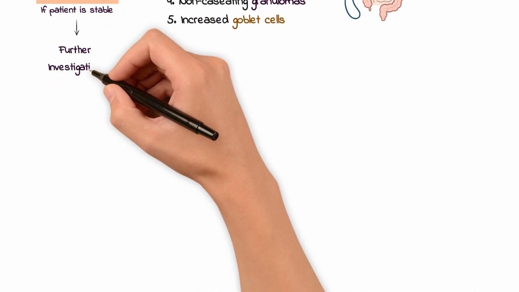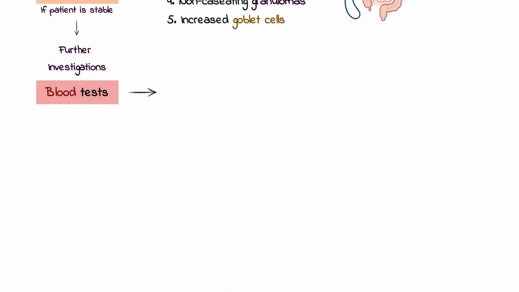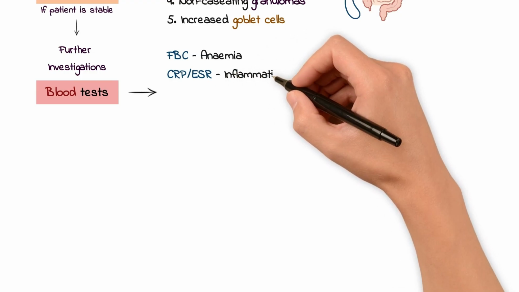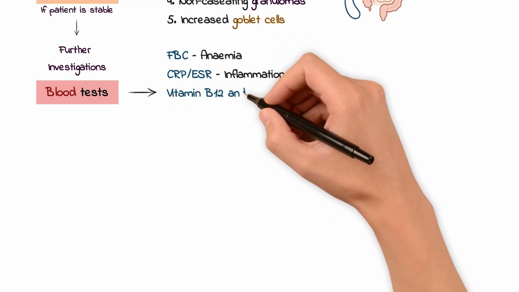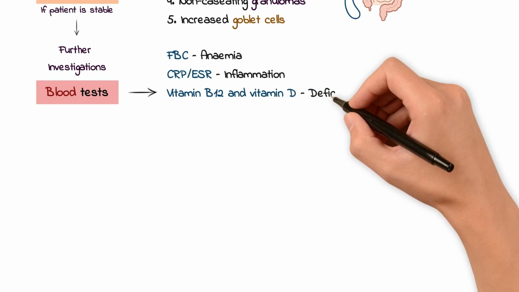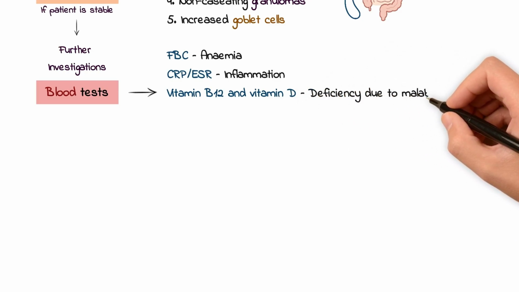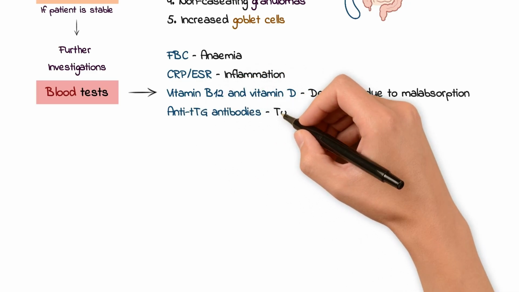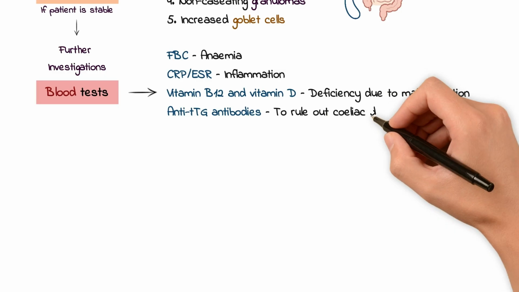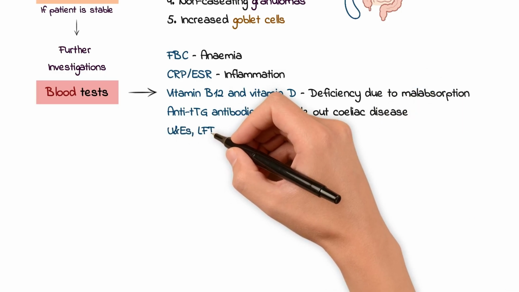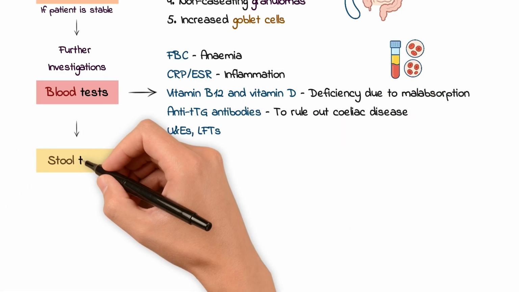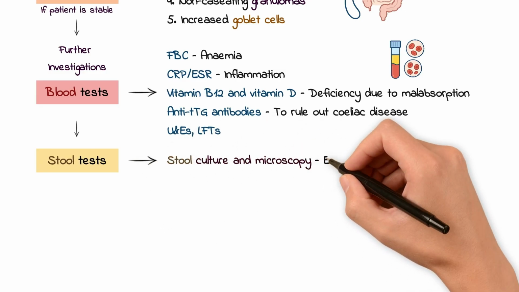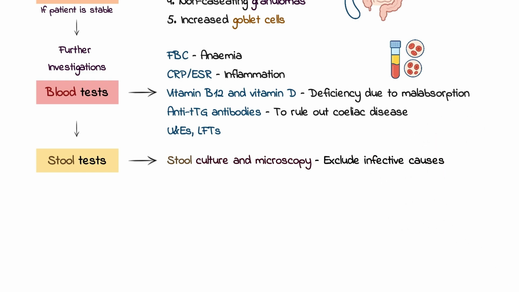Further investigations. Blood tests. Full blood count could show anemia. CRP and ESR can reflect inflammation. Vitamin B12 and vitamin D should be done because there may be deficiency due to malabsorption. Anti-TTG antibodies to rule out celiac disease. U&Es and LFTs. Stool tests. Stool culture and microscopy to exclude infective causes.